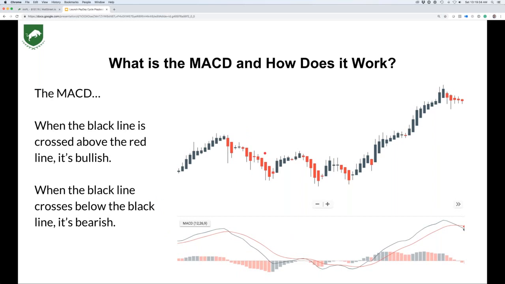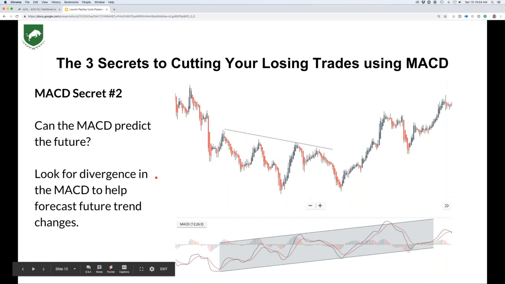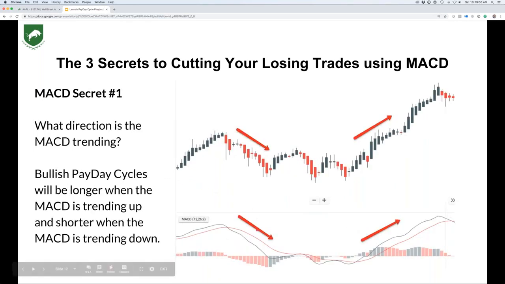The MACD is pretty straightforward. When the black line is above the red line and trending up, it's bullish. And when the black line is below the red line and trending down, it's bearish. Now, some of the secrets to using the MACD is that bullish payday cycles are longer in length when the MACD is also bullish. And when the MACD is bearish, the bullish payday cycles are shorter. You're more likely to get a false start.